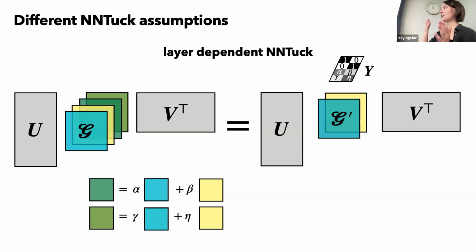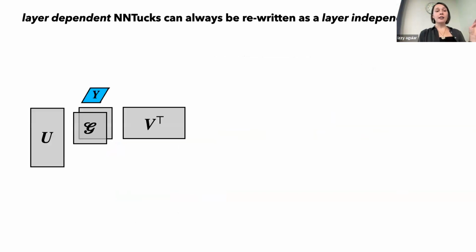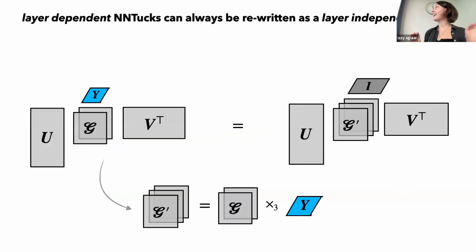So the model we're seeing on the right, which is the layer dependent one, is exactly the same as the one that's written on the left. And the one that's written on the left implicitly has an identity matrix in that third factor matrix position. So by doing the tensor multiplication of the core factor tensor by that Y factor matrix, we can always rewrite these in terms of a layer independent non-negative Tuck decomposition. I had a slide, I didn't even have to say it. So we can always rewrite these models in this larger model.